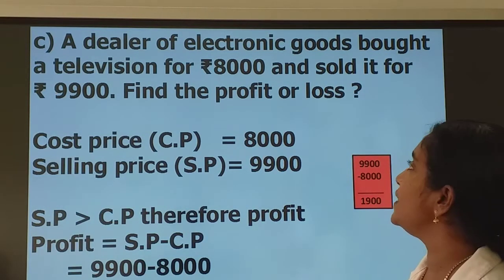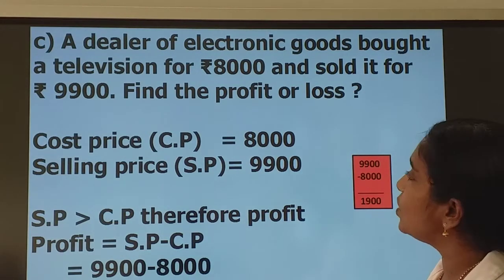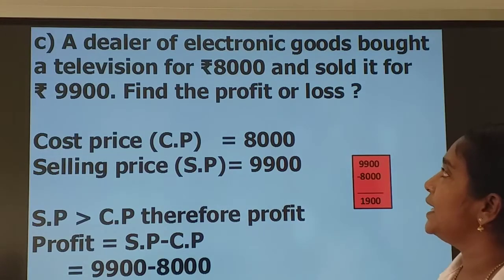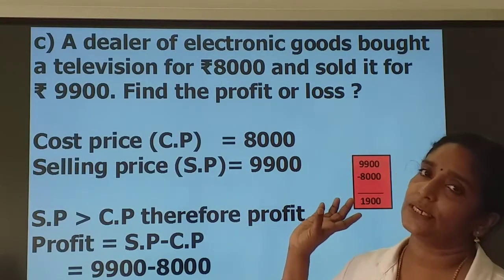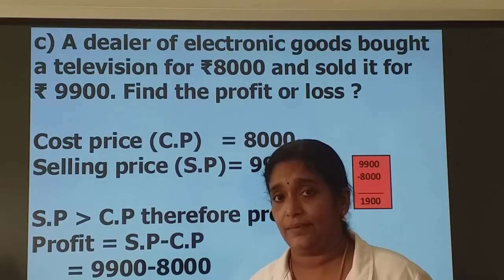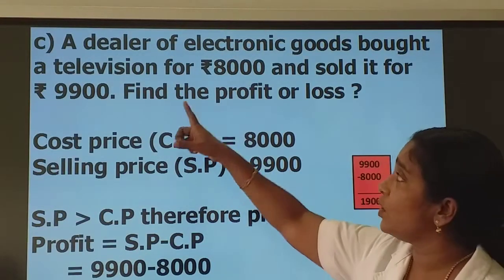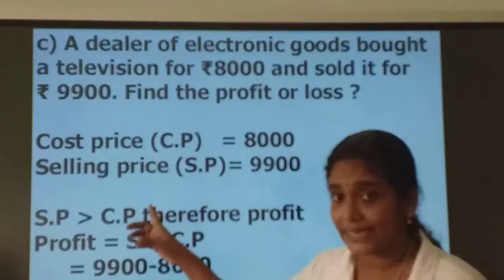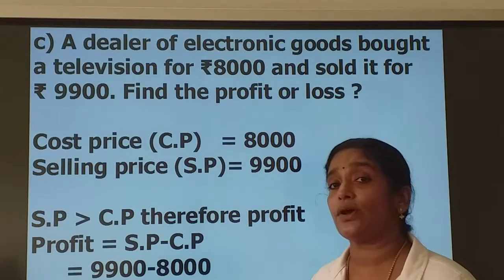A dealer of electronic goods bought a television for 8,000 rupees and sold it for 9,900 rupees. Find the profit or loss. The dealer bought the television for how much rupees? 8,000 rupees and he sold it for 9,900 rupees. So, which price is big? Selling price is big. What is the cost price? The cost price is 8,000. What is the selling price? 9,900.